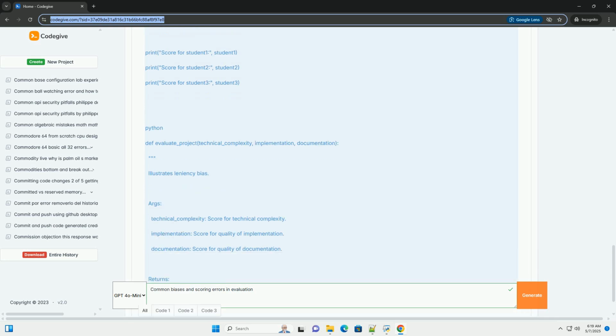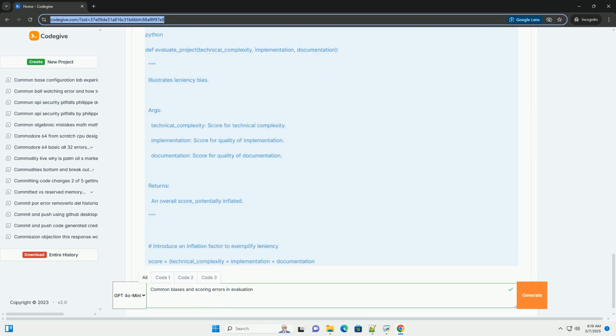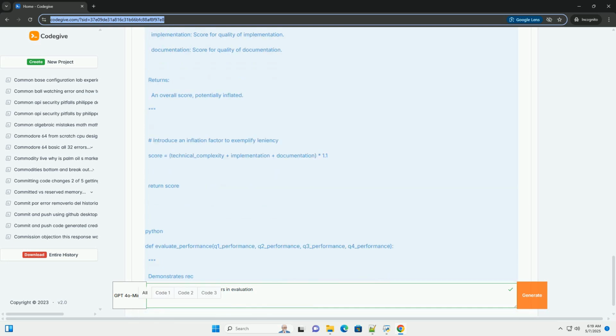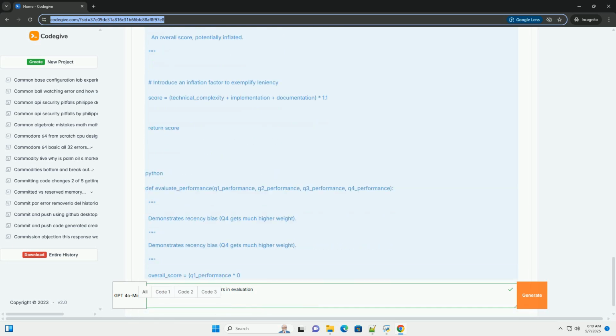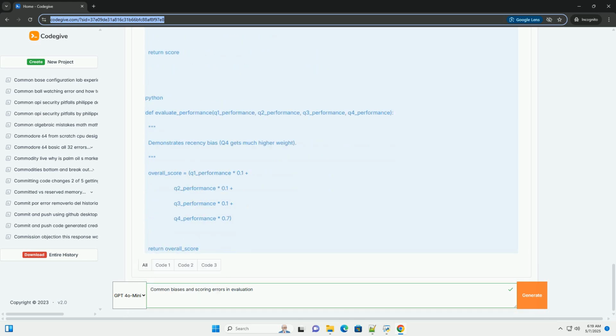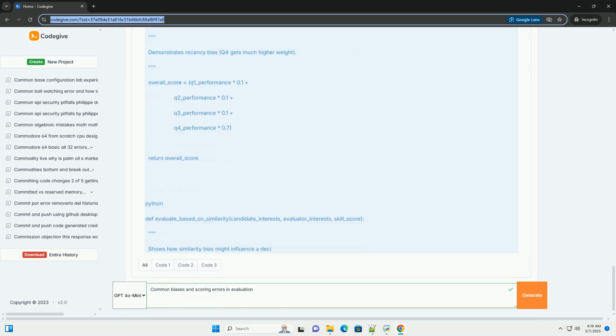Inaccurate assessment: performance or potential is misjudged. Demotivation: individuals feel unfairly treated and become disengaged. Poor decision making: hiring, promotions, or resource allocation are based on flawed evaluations. Legal issues: discrimination lawsuits can arise if biases are not addressed. Erosion of trust: people lose faith in the evaluation process.